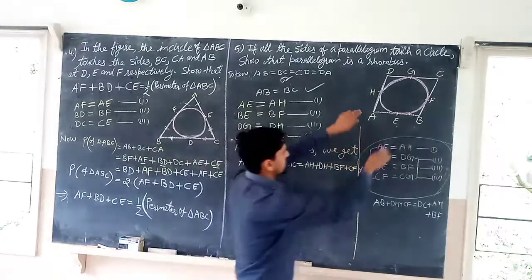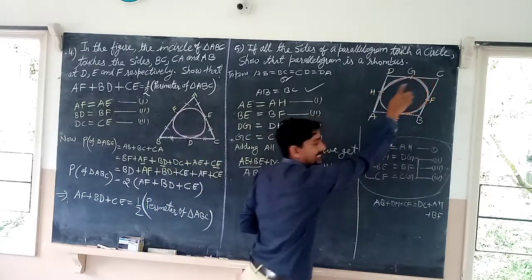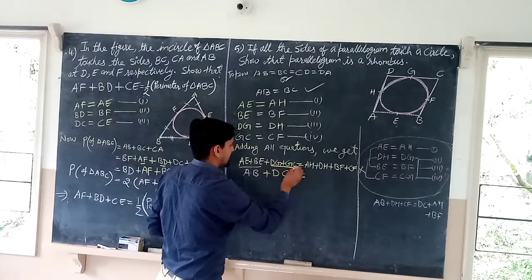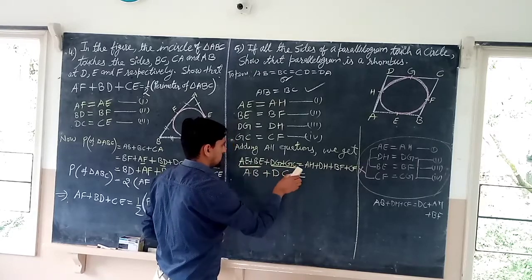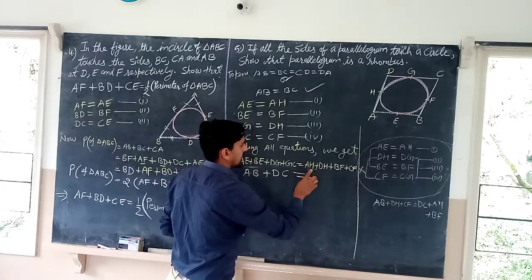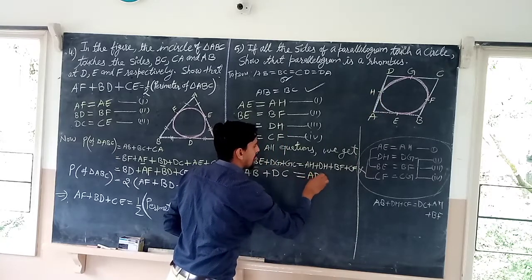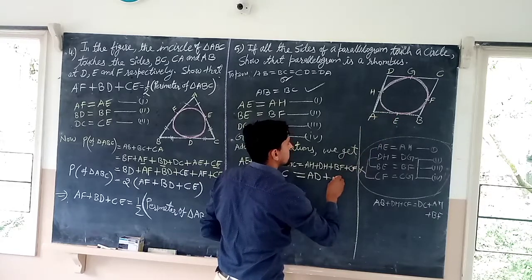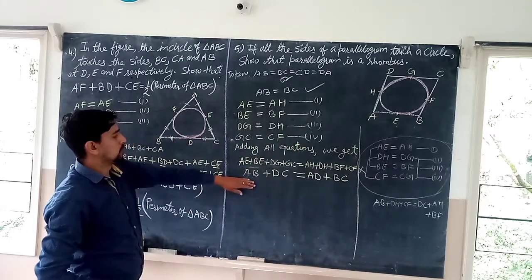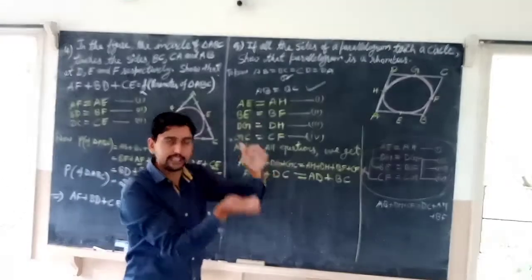Right. So now AE plus BE is AB. Please pay attention. AE plus BE is AB and DG plus GC is DC. This is equal to, pay attention, AH plus DH, which is AD, plus BF plus FC, which is BC. And as you know, this is a parallelogram, so AB and DC are equal. Opposite sides of a parallelogram are equal.